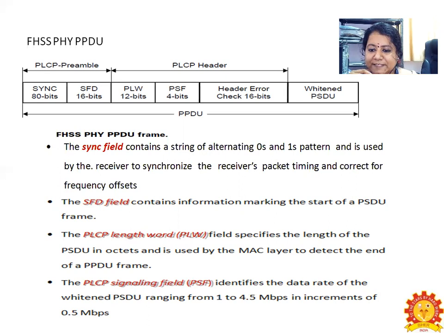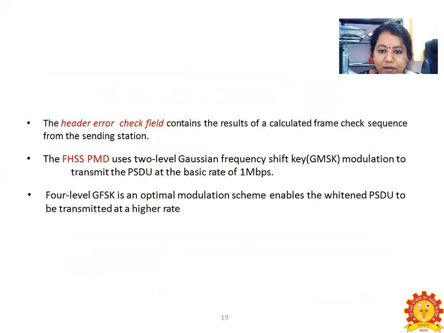The PLCP signaling field, that is PSF, identifies the data rate of the whitened PSDU, ranging from 1 to 4.5 megabits per second in increments of 0.5 megabits per second. The header error check field contains the result of a calculated frame check sequence from the sending station. The FHSS PMD uses two-level Gaussian frequency shift keying, that is GFSK modulation, to transmit the PSDU at the basic rate of 1 Mbps. 4-level GFSK, which is the optional modulation scheme, will enable the whitened PSDU to be transmitted at the higher rate.